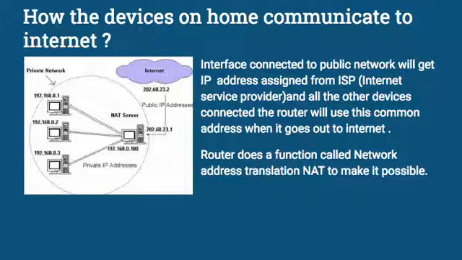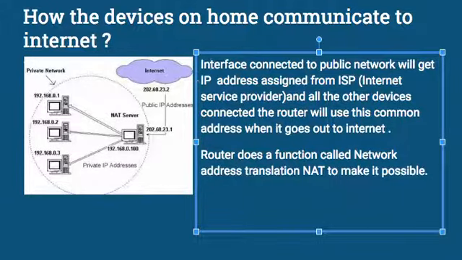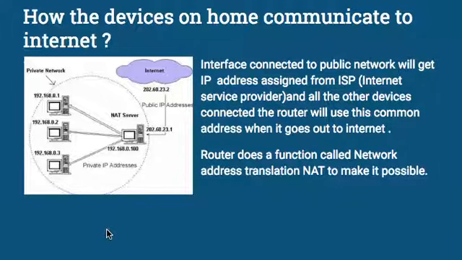The interface connected to the public network will get an IP address assigned from the ISP, and all the other devices connected to the router will use this common address when going out to the internet. The router does a function called network address translation, NAT, to make it possible.